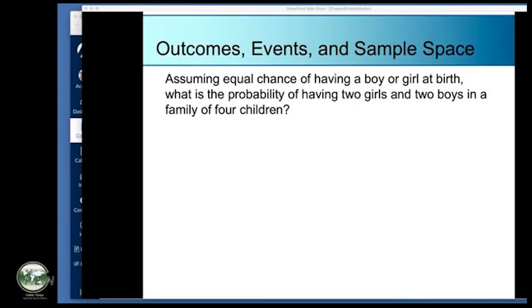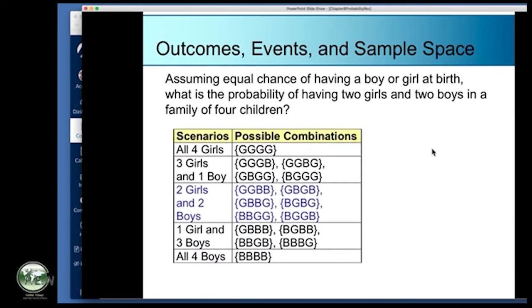And again, the PowerPoint will show you all the different ways, and it makes it a little easier. These are all the different ways, and we just focused on 3 girls and 1 boy, and we saw that there were 4 different ways to do it. And now looking at 2 girls and 2 boys, it's not just one way of happening. There's 6 ways to get 2 girls and 2 boys. How many total ways of getting a family of 4 children?